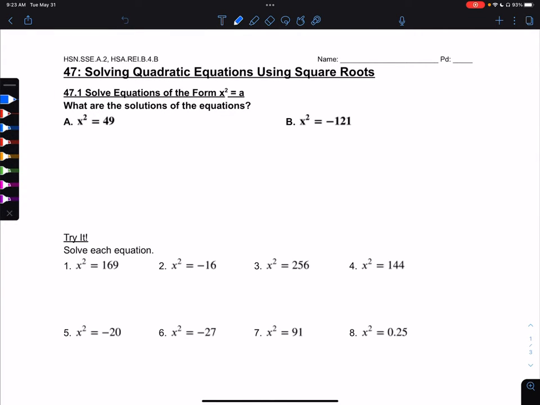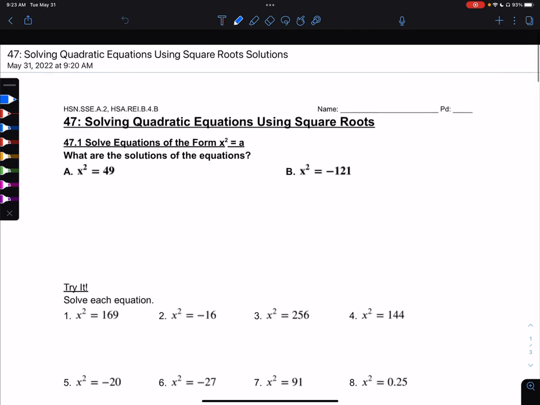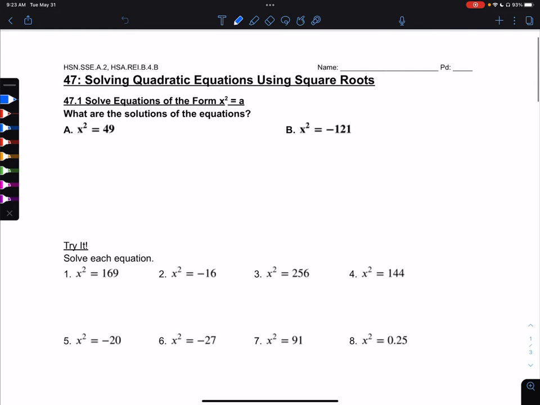In this video, we're going to look at topic 47, example 1, solve equations of the form x squared equals a. The question is, what are the solutions of the equations? And these are pretty straightforward ones. So if you have x squared equals 49, normally when we're solving equations, we're looking to undo operations.